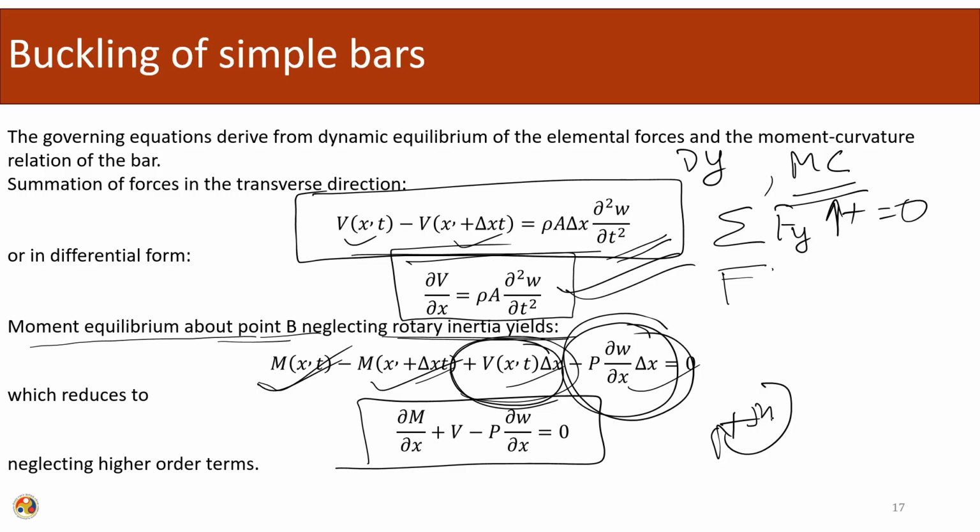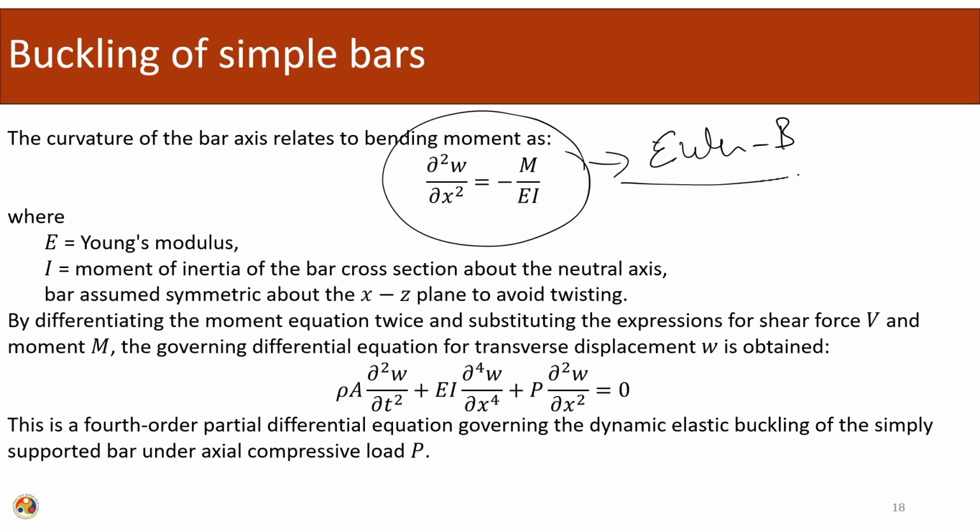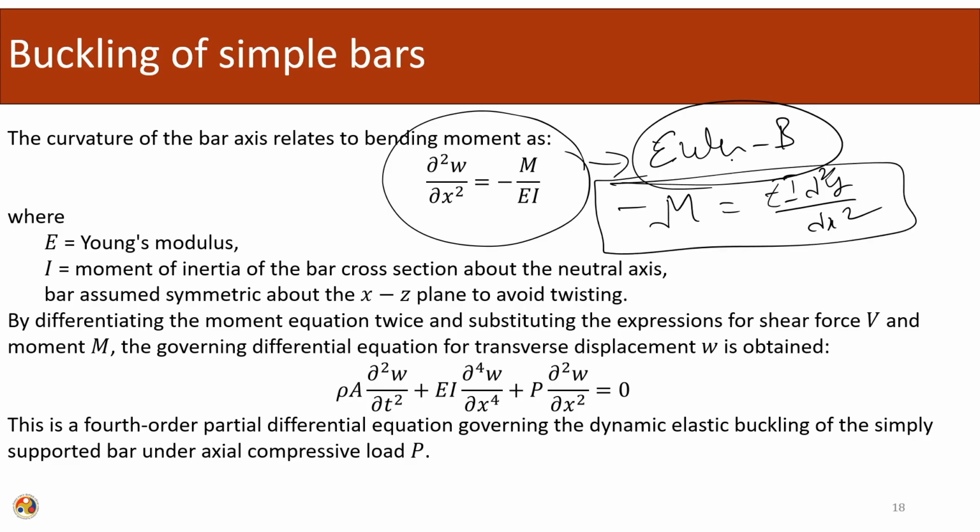And what we have done is that we have neglected the higher order terms, and we have neglected the effect of the rotary inertia. So, these are the two major approximations. After that, we take the curvature of the bar related to the bending moment, so basically we are using the formulation of the Euler-Bernoulli beam, m equals negative EI d square y over dx square.